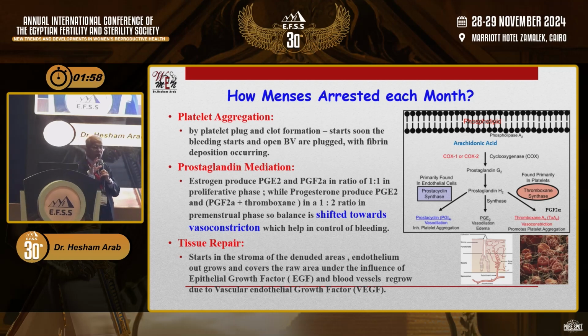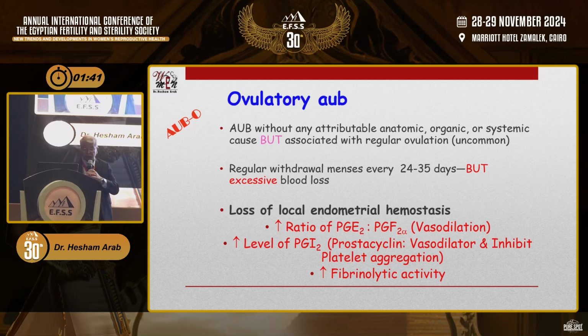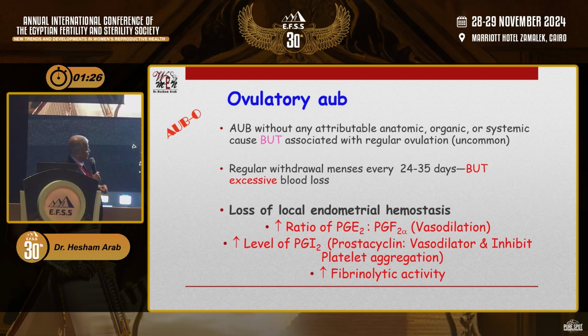This has been looked at very clearly in some of the studies where they did hysteroscopy at the time of the menses, and they found there is simultaneous breakdown and buildup of the endometrium, which really reflects this kind of mechanism. So, with anovulatory bleeding, the reverse is happening. There is more vasodilation, that means more E2 rather than F2 alpha, and also there is blocking of the other factors.